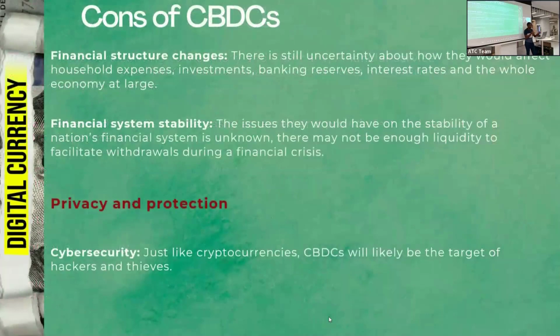Now let's look at the cons of CBDCs. Financial structure changes is one of these cons. There's still uncertainty about how they would affect household expenses, investments, banking reserves, interest rates, and the whole economy at large. Financial system stability is another one. The issues that would affect the stability of a nation's financial system are unknown. There may not be enough liquidity to facilitate withdrawals during a financial crisis.